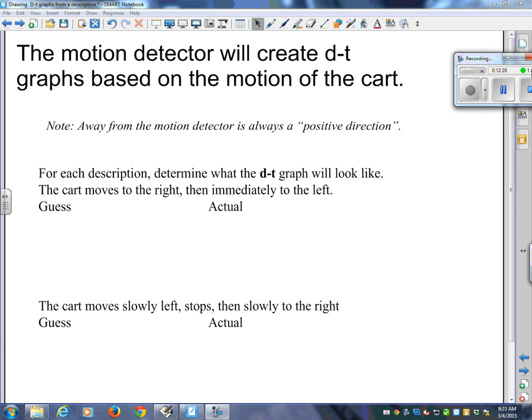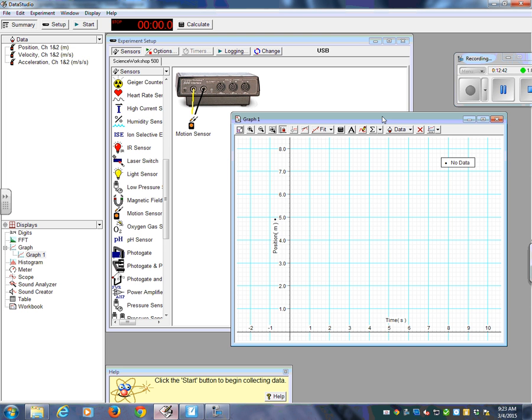Can it move the car? No, it can't move the car. You have to move the car. But it can tell you where the car is, and then it's going to make a graph up here on our screen. Okay? And this is what it's going to look like right here. It's going to make us a graph here.